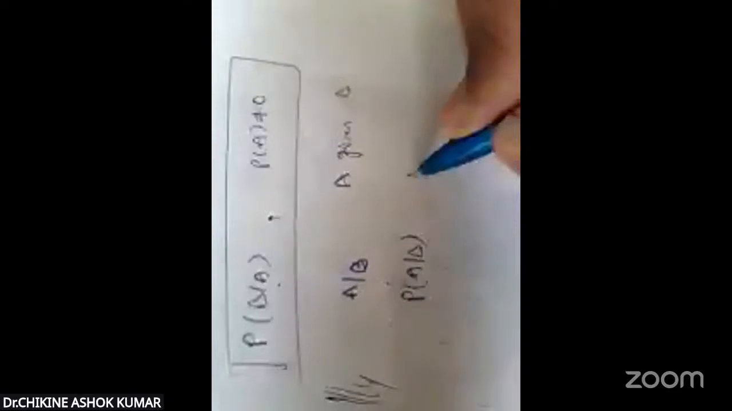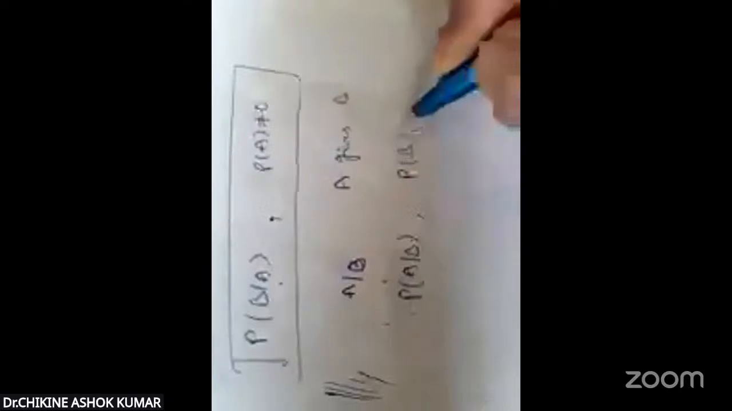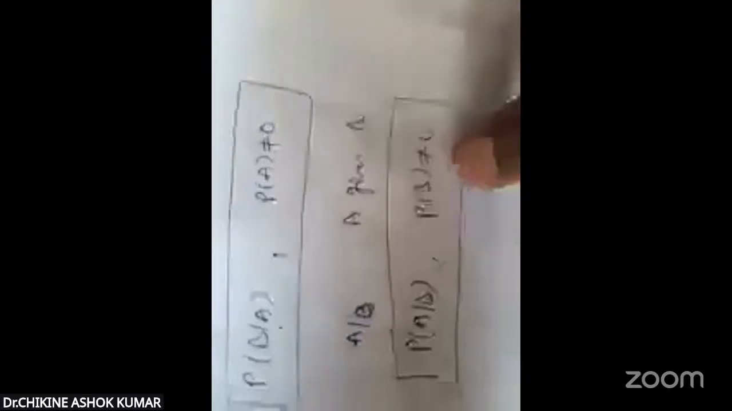P of A given B means B is the first occurrent event, then A occurs in that same random experiment. And here, whatever the first occurrent event is, that probability must be not equal to 0. That's why I am putting probability of B does not equal 0. So these two are the conditional probabilities, or these two events are called conditional events. If I apply the probability on such type of events, that is known as conditional probability.